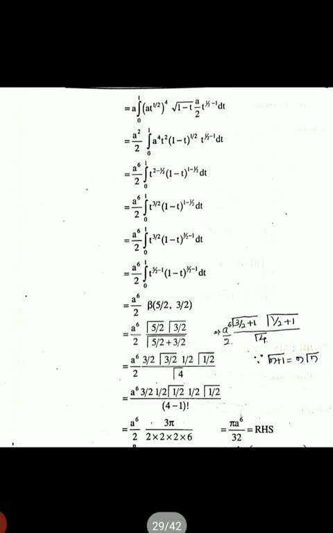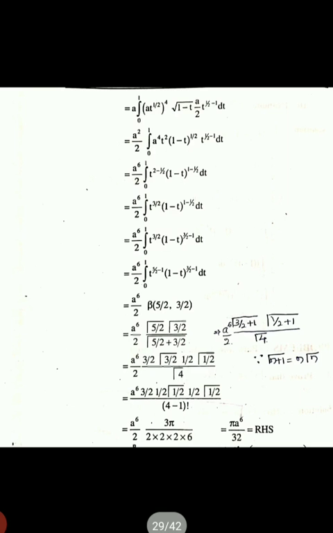Once again, what we have to prove is 5 a raised to 6 divided by 32. Once again we have to apply the beta function, applying the relation between beta and gamma function, that is beta of m, n equals gamma m into gamma n divided by gamma m plus n. That is gamma 5 by 2, gamma 3 by 2 divided by gamma 5 by 2 plus 3 by 2. See here, it's a very important step.